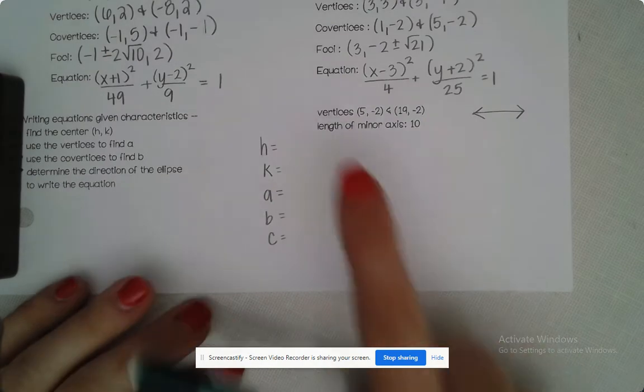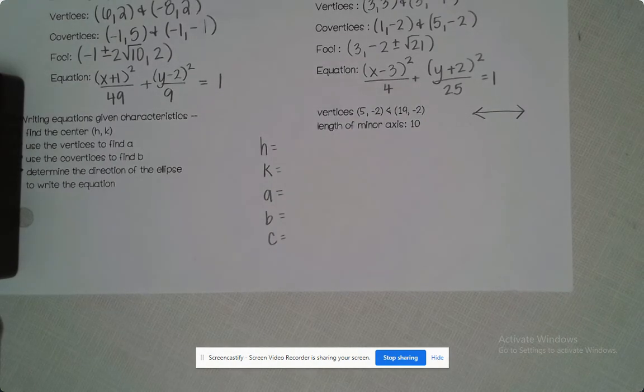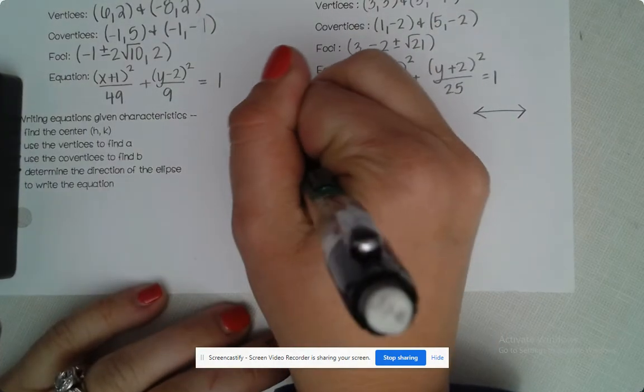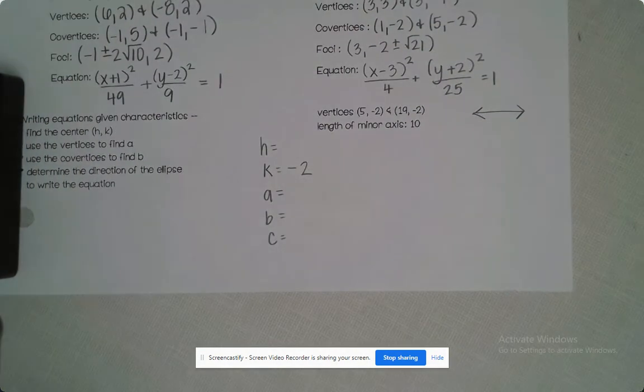Also, your vertices by definition are, if it's stretching horizontally, x plus or minus a, comma, k. All right? So I know my k is -2 because it doesn't change. That is my y coordinate. It doesn't change. That's the only thing I can get from that first point as of right now. What else does it tell me? My minor axis is 10.